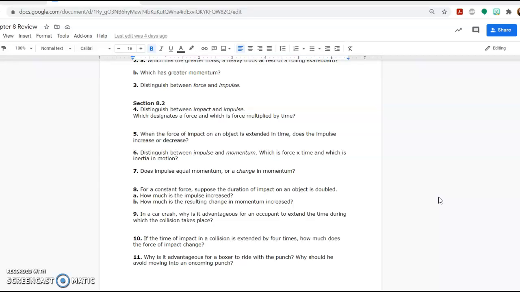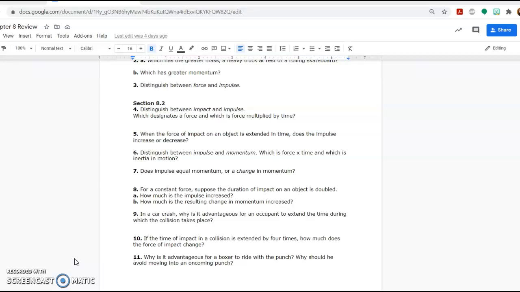Okay, so for a constant force, suppose the duration of impact on an object is doubled. So we are doubling the duration of the impact, so we're doubling the time. How much is the impulse increased? If we double the amount of time, then we are going to double the impulse.